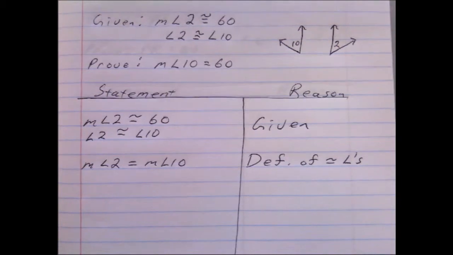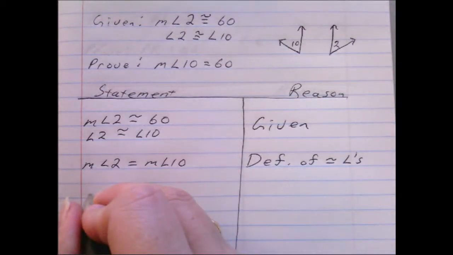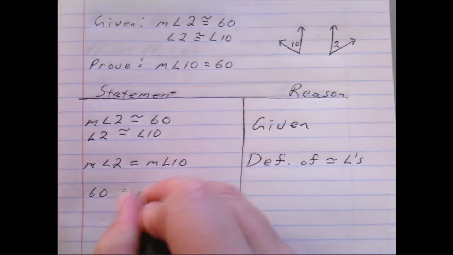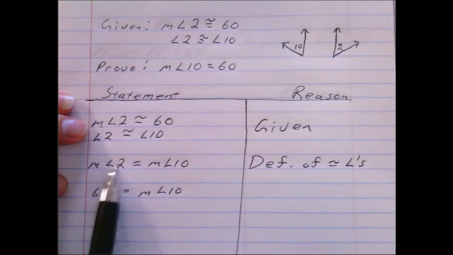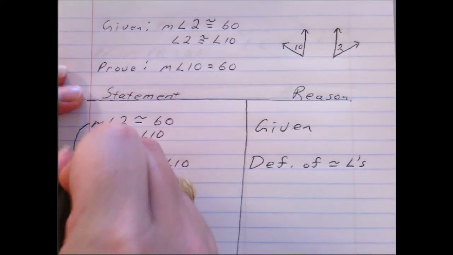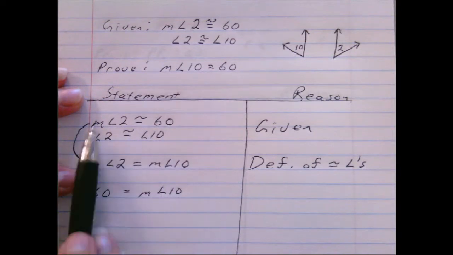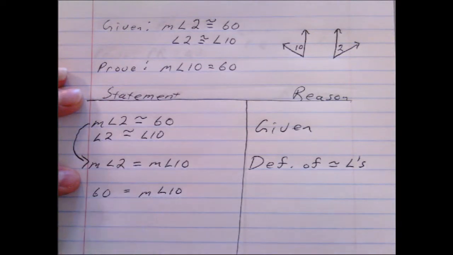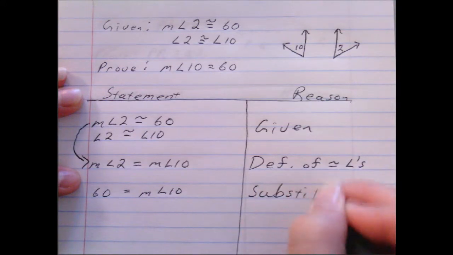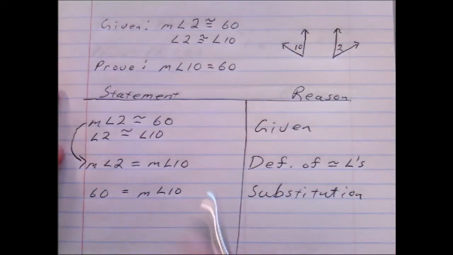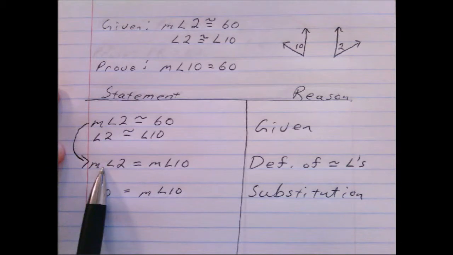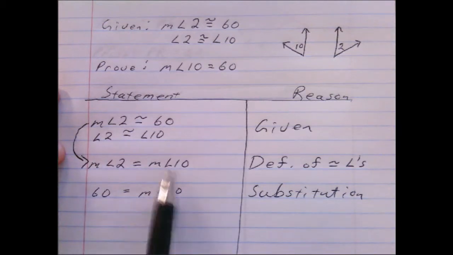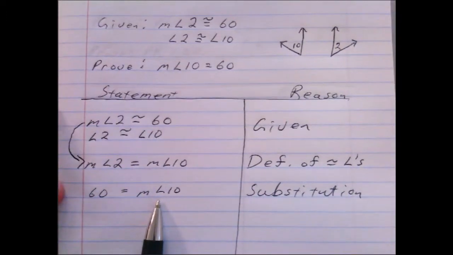So then the next thing is that 60 equals the measure of angle 10. And how do I know that? Well, I took this and substituted it in here. 60 equals the measure of angle 2, so I substituted it in there. So this is substitution. So that's what I did there, is I took what I already knew from the given and I plugged it in here. So now that's here, and this still comes down here, so that's why we call that substitution.